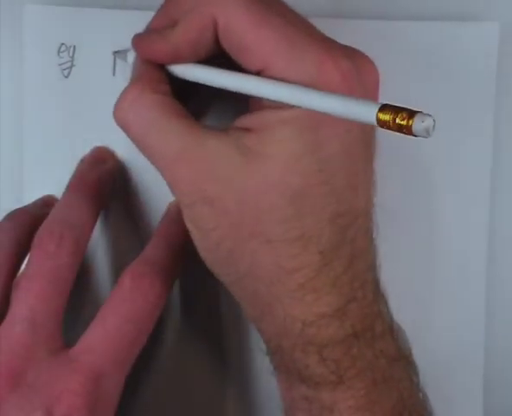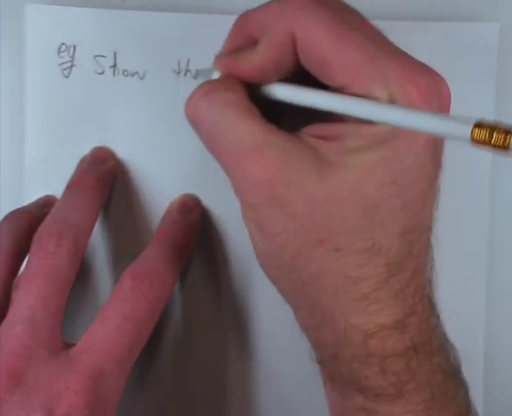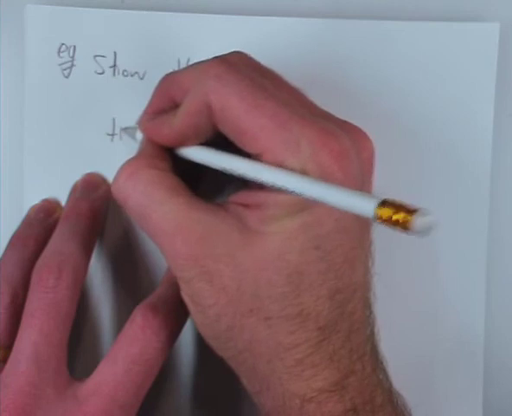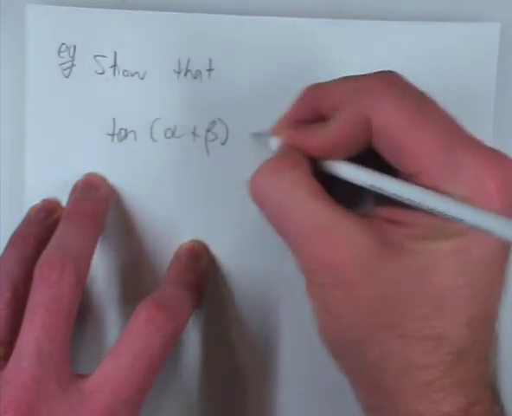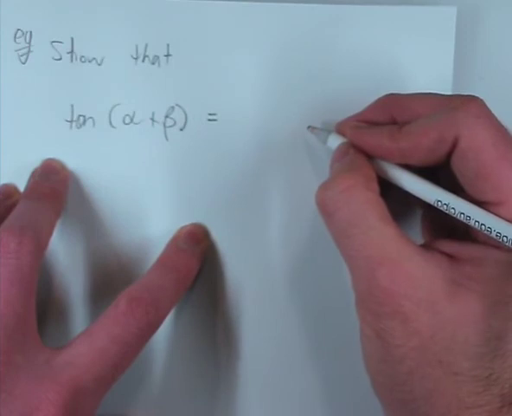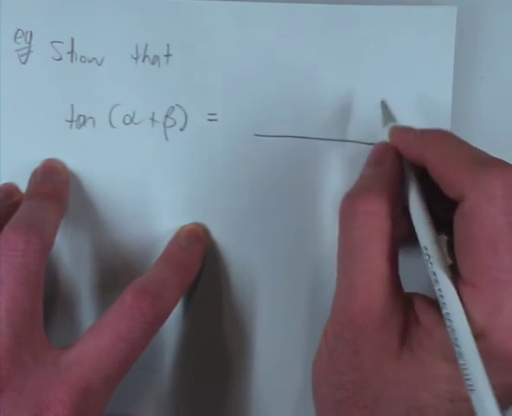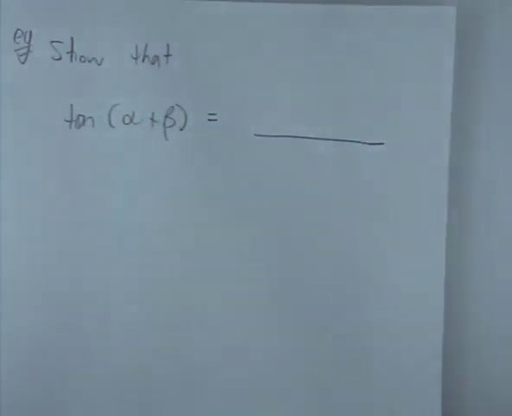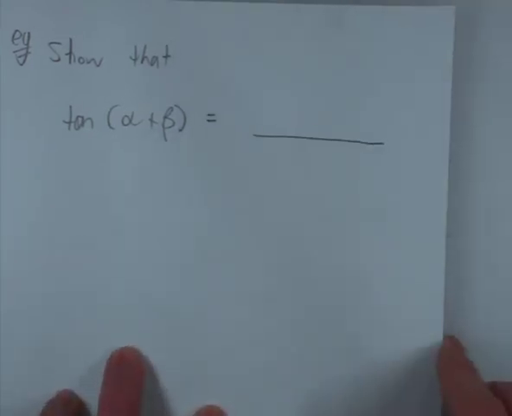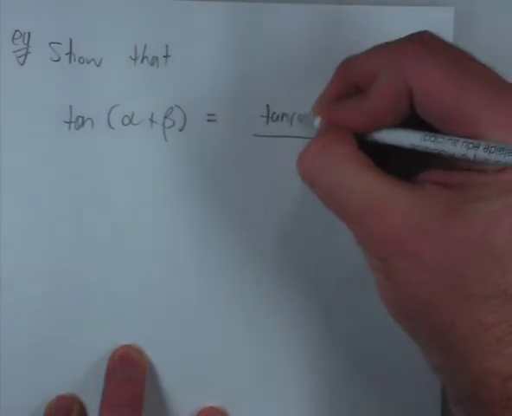There's this one that says, like, show that tan of alpha plus beta is whatever it is. Does anyone know what it is off the top of their head? Can you look it up? I think it's like tan alpha minus tan beta on 1 plus tan alpha tan beta, something like that. It's whatever it is. Okay, I'll figure out what it is in a minute. But, yep? Tan alpha plus tan beta on 1 take tan alpha tan beta.